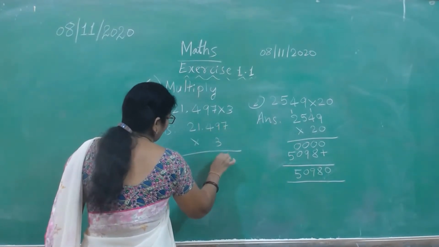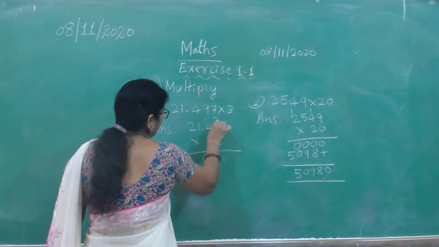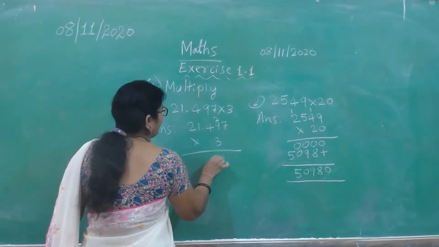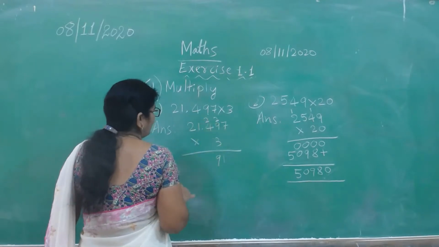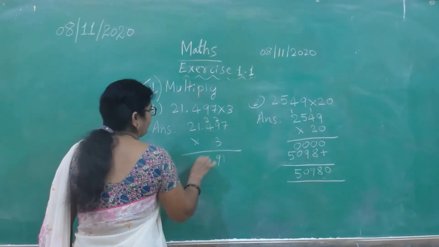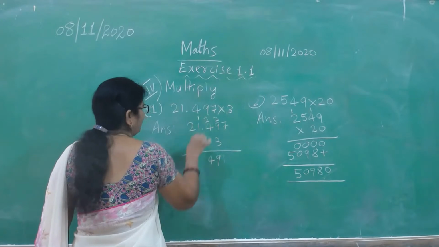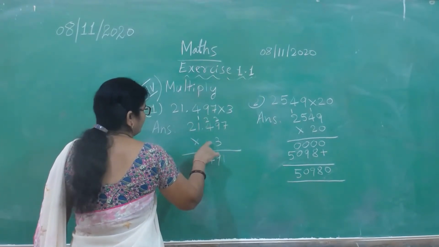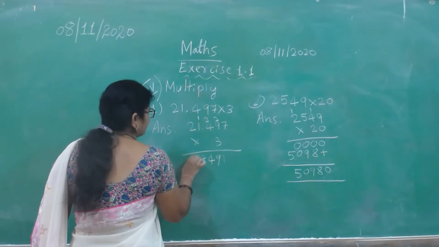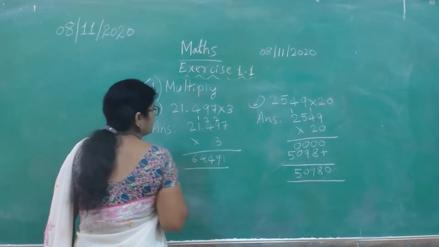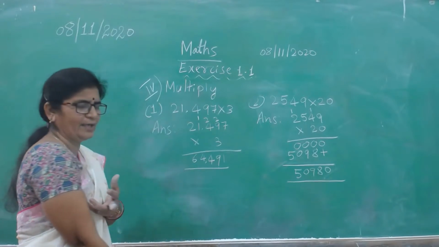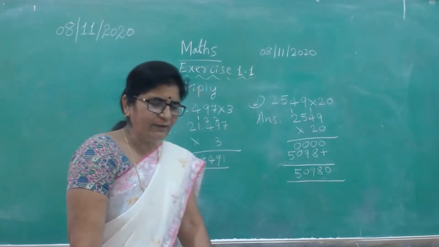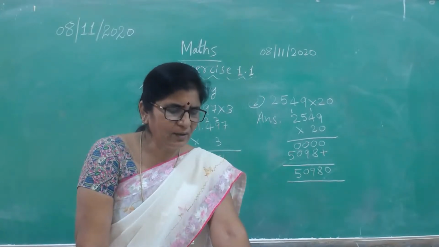3 sevens are 21. Carry 2. 3 nines are 27, 28, 29. Carry 2. 3 fours are 12, 13, 14. Carry 1. 3 ones are 3, plus 1, 4. 3 twos are 6. That is 64,491.